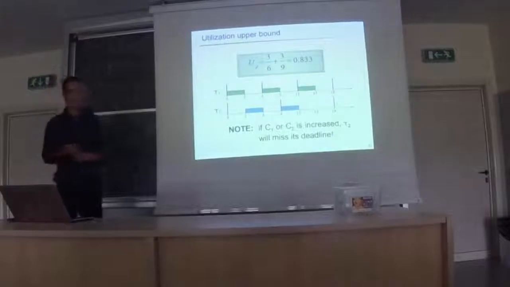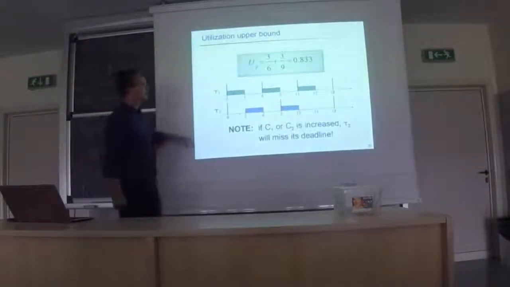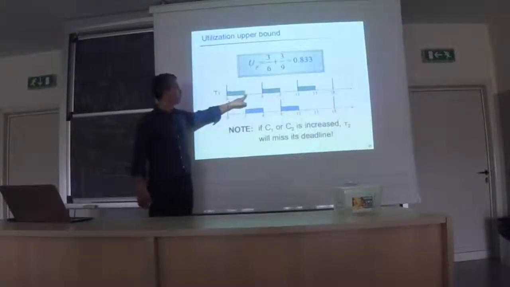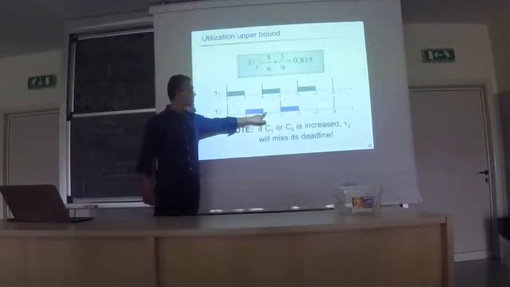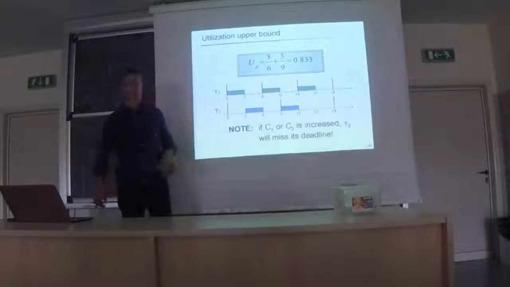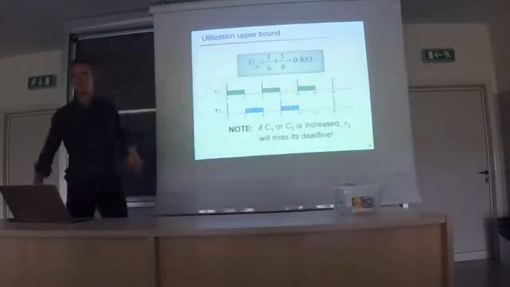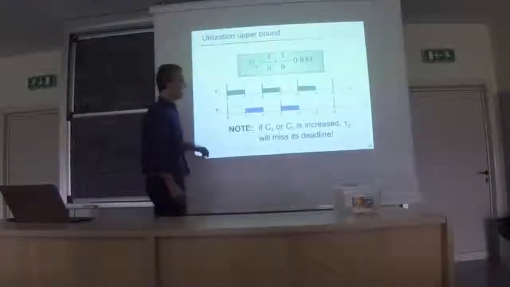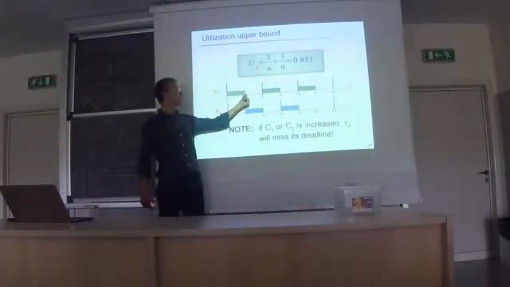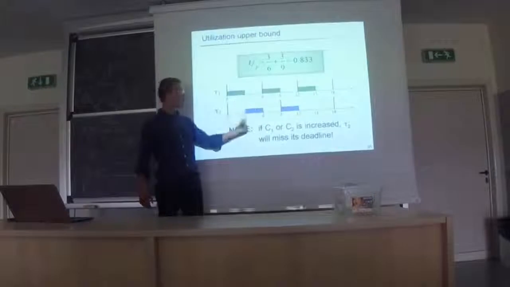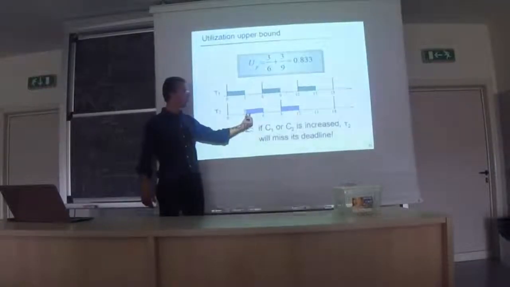So what happens if I increase a little bit the computation time of this guy or of this guy? Well, it's written down. Okay? It's written down. So if this executes an epsilon more, this guy will be delayed a little bit more.